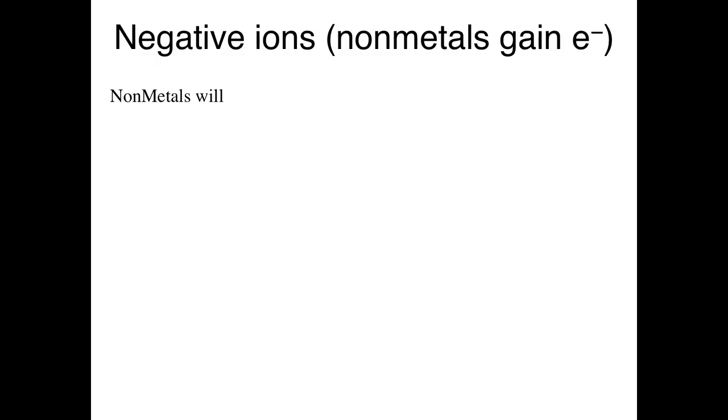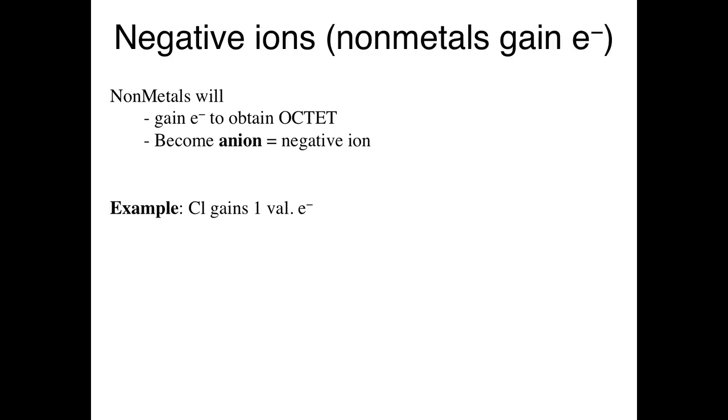Negative ions come from nonmetals. Because remember, nonmetals do not like to lose electrons, rather they like to gain electrons to obtain that octet. Once a nonmetal gains an electron, it becomes a negative ion, and that ion is called an anion. And going back to our chlorine example, we can see that chlorine is in group 7A, meaning it has 7 electrons.